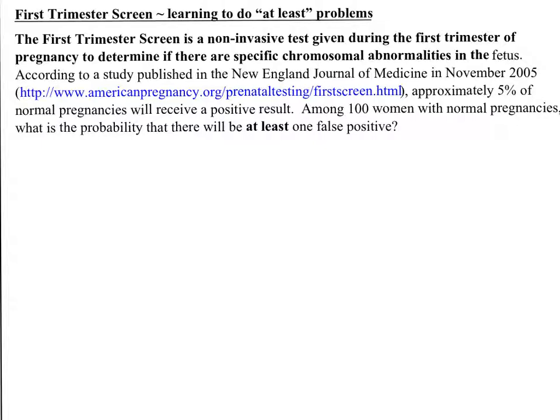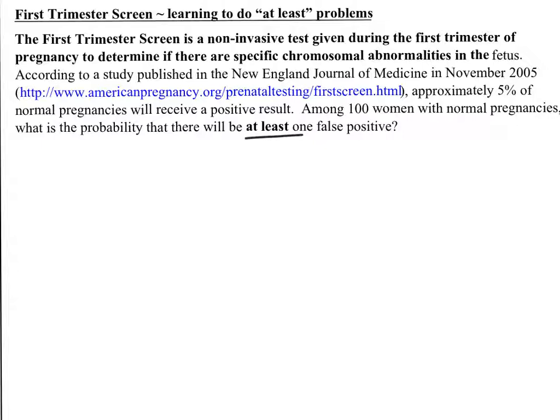All right, I'm going to jump down to this last one here. Another one that's really about a complement, but it also is about independence. Okay. So 5% of these normal pregnancies will receive a positive test. Okay, about 5%. Meaning the test could show something that could indicate an abnormality, but that may not actually be the case. Is kind of what they mean. They would do a more accurate test. Okay, so if 100 women with normal pregnancies are screened or taking this test, what's the probability that you'll get at least one false positive?